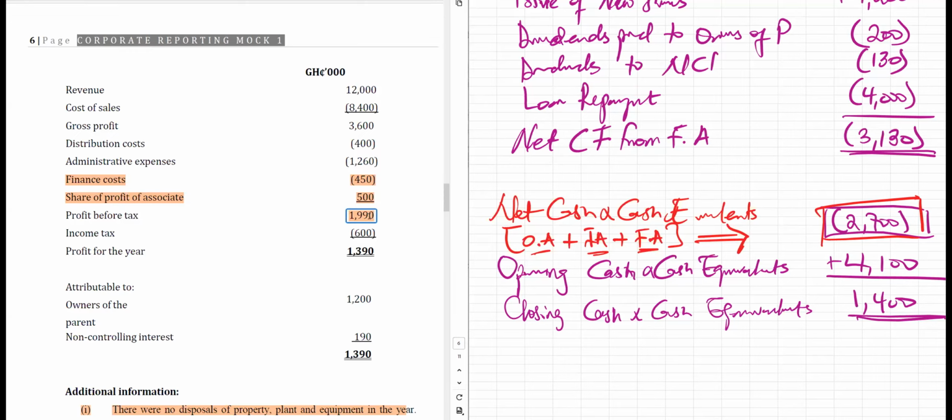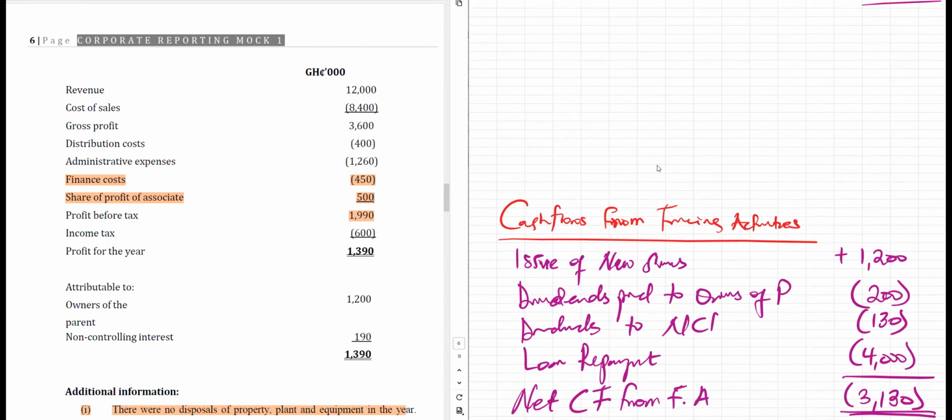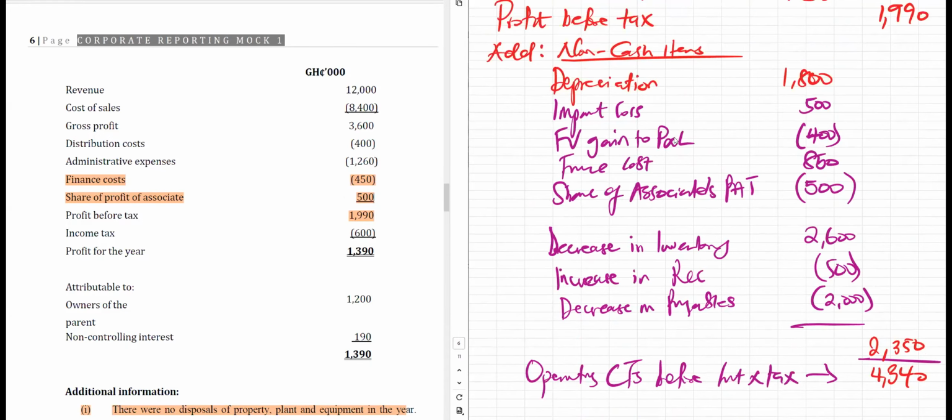So if I take this 1990, this 500, 450, those are the first things I reverse, before I come and look at the depreciation and other things. So I will never get it wrong. But this one, I just went by taking the other ones first.